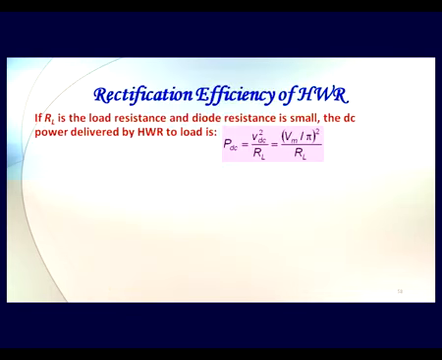Now, how good is the rectification efficiency of our circuit? If RL is the load resistance and diode resistance is very small and that is negligible, the DC power delivered by our half wave rectifier will be PDC equal to VDC square upon RL, which is nothing but Vm by pi square by RL.